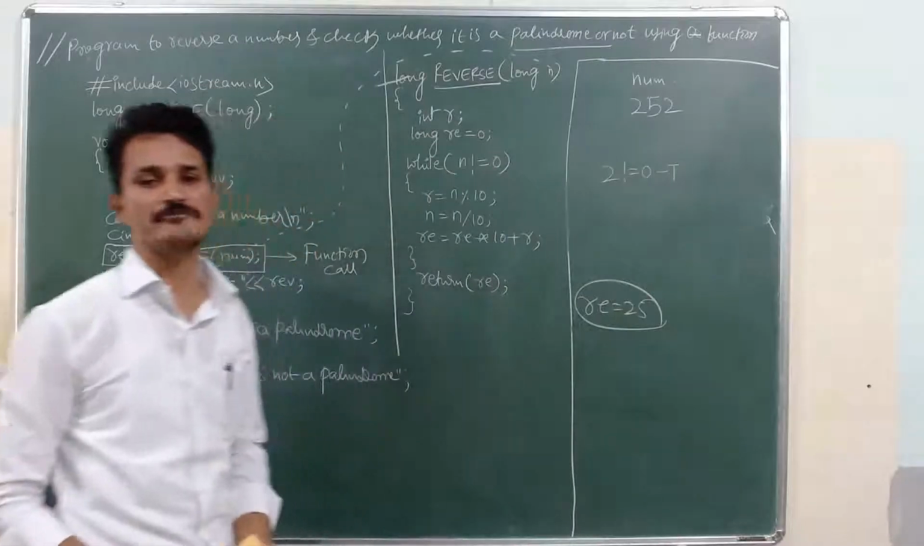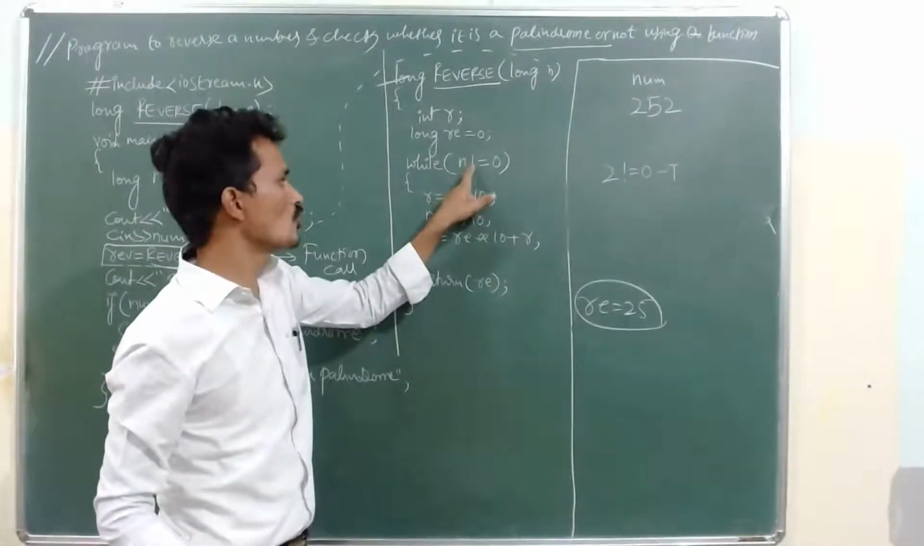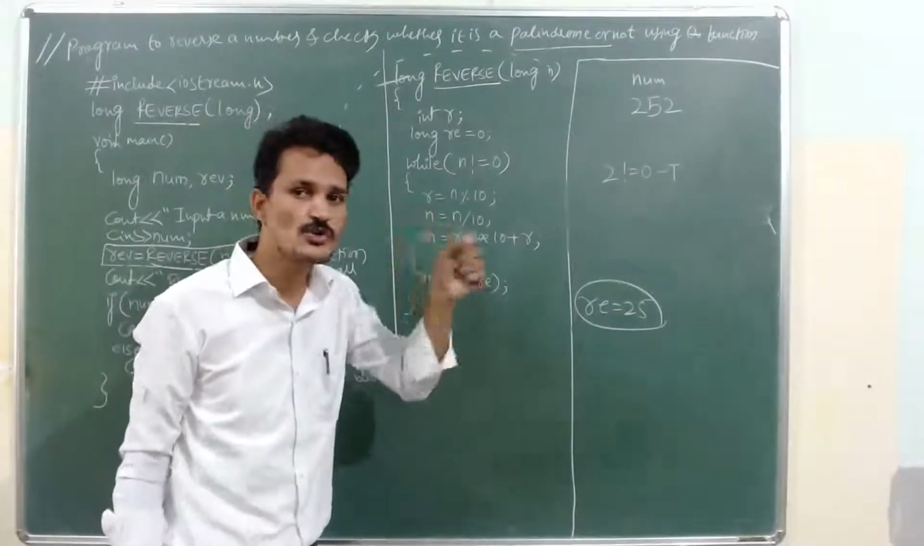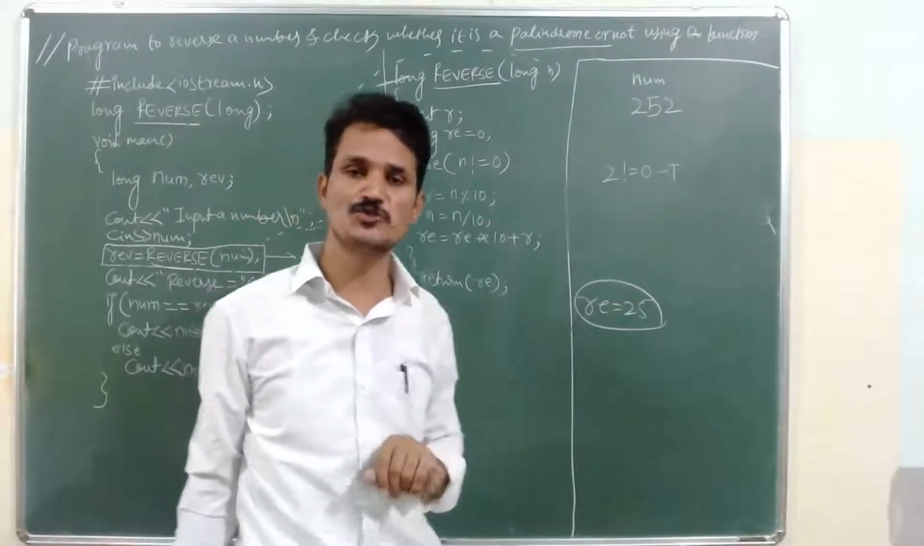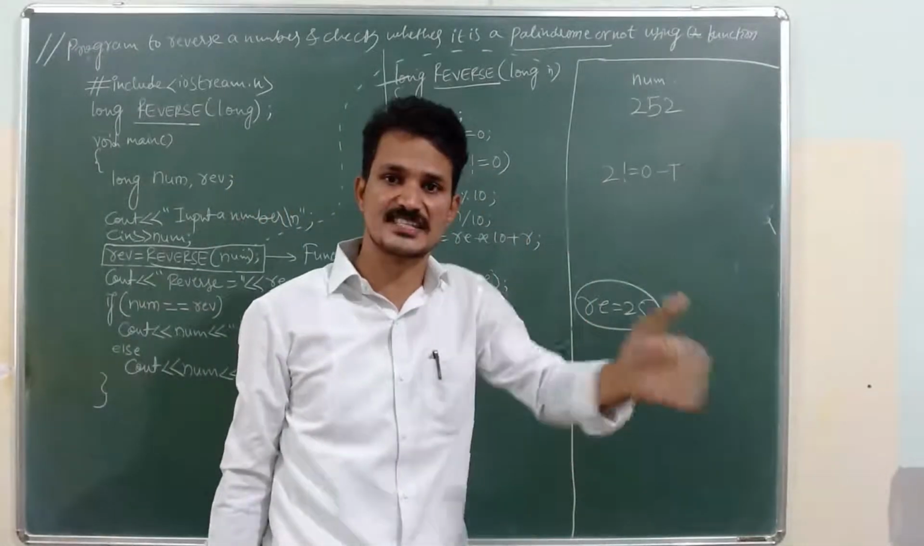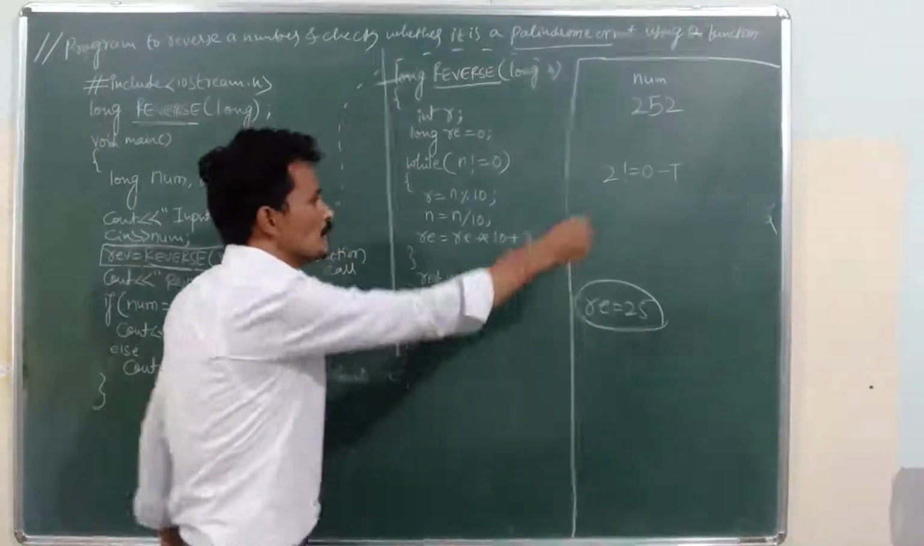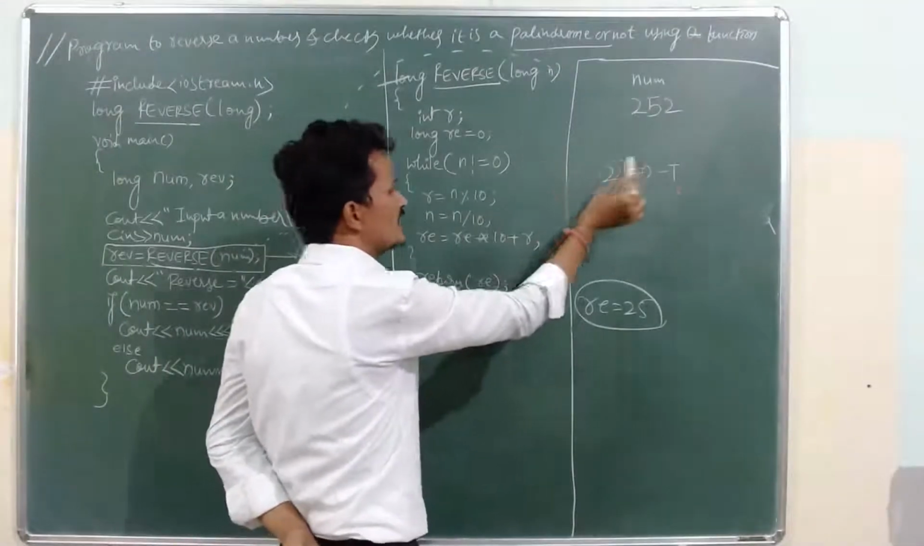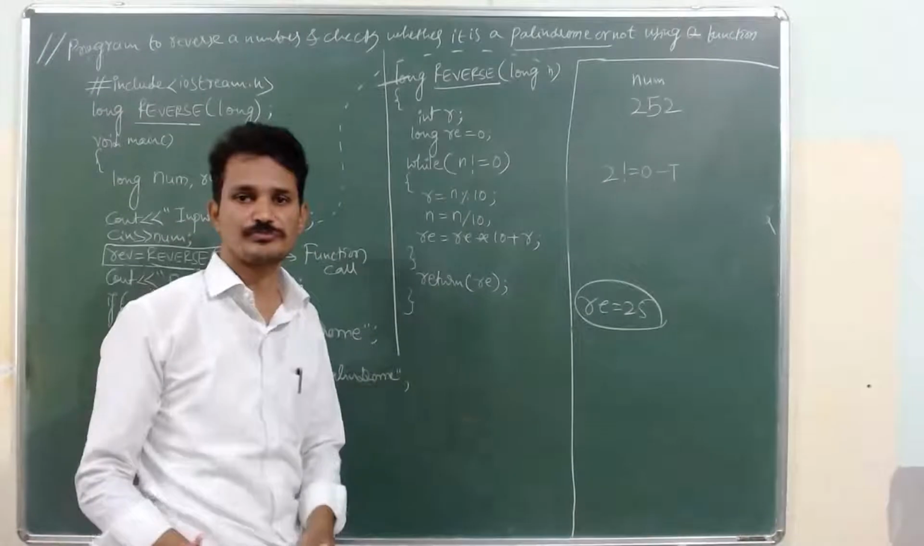Right, 2 is not equal to 0. See how it is going to change its value. First time it was 252, then 25, then 2, next time 0. So 2 is not equal to 0, the condition is true. Yes, it is true.